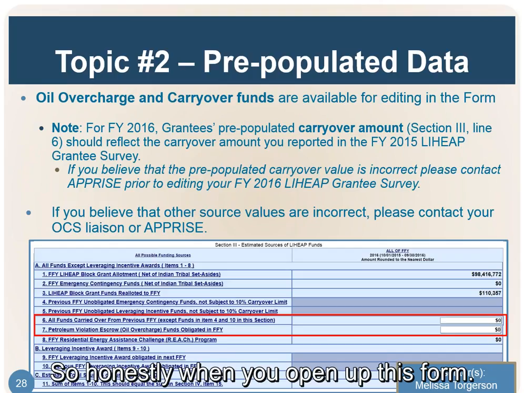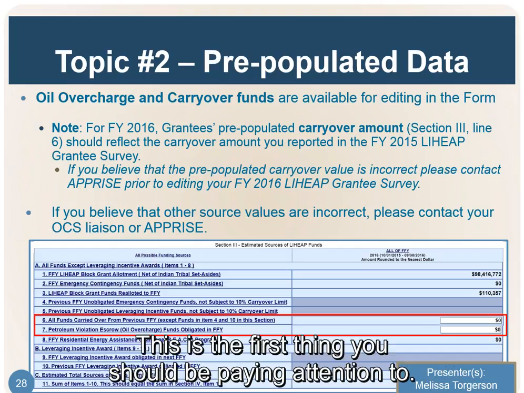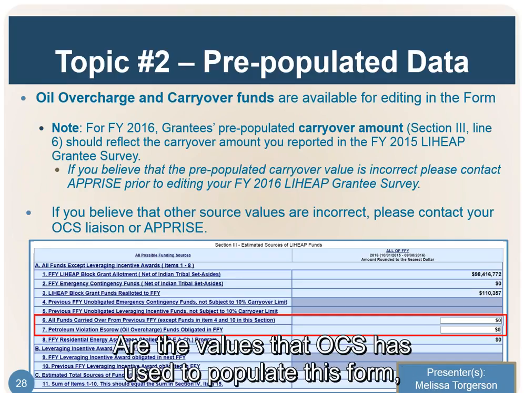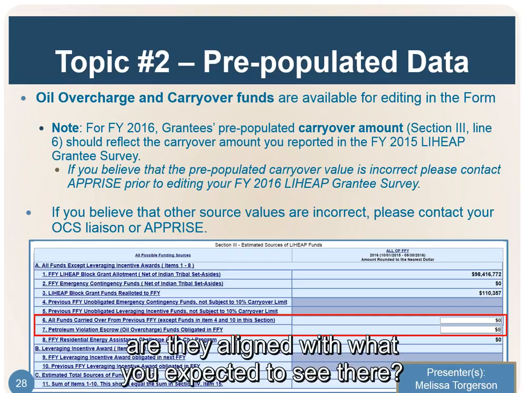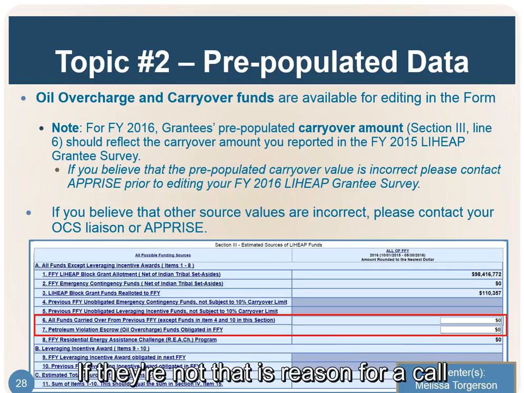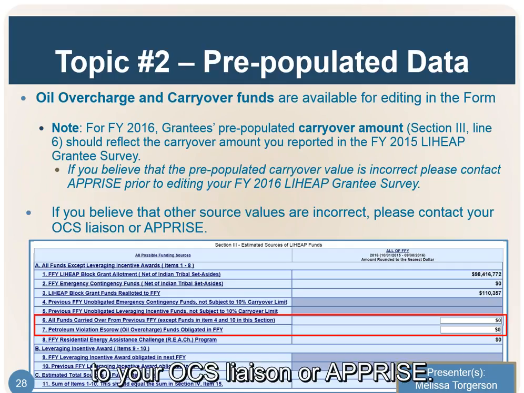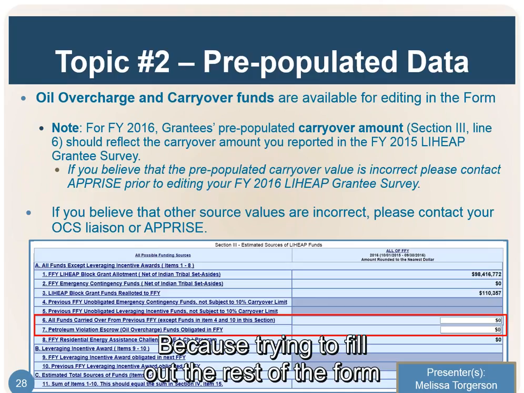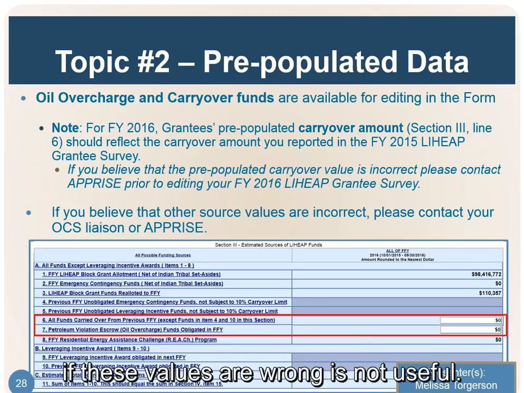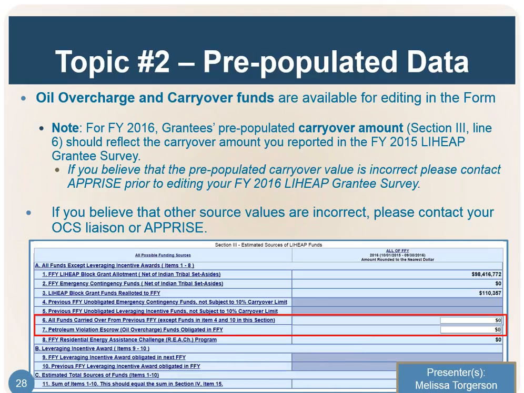So honestly, when you open up this form, this is the first thing you should be paying attention to. Are the values that OCS has used to populate this form aligned with what you expected to see there? If they are not, that is reason for a call to your OCS liaison or APPRISE, because trying to fill out the rest of the form if these values are wrong is not useful.